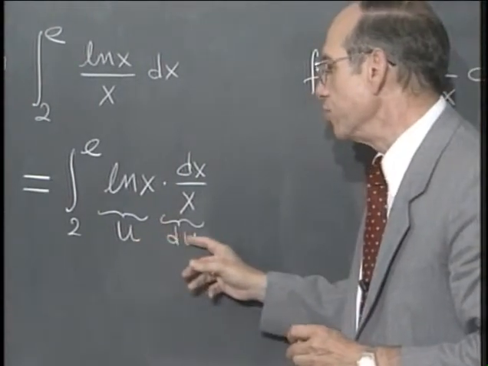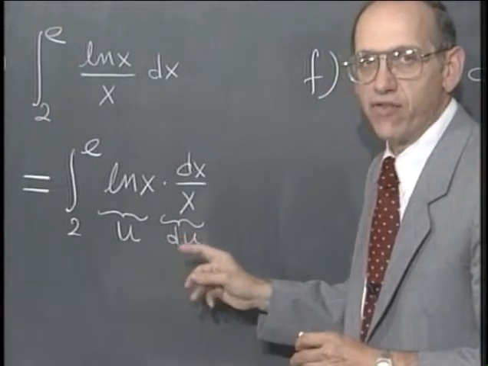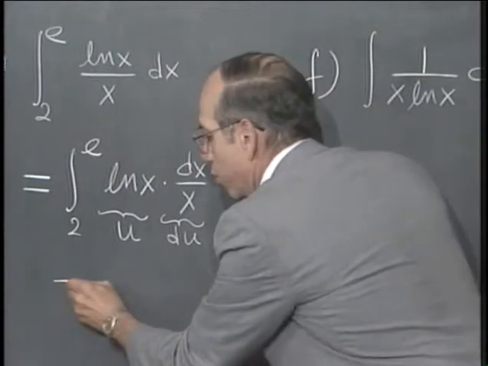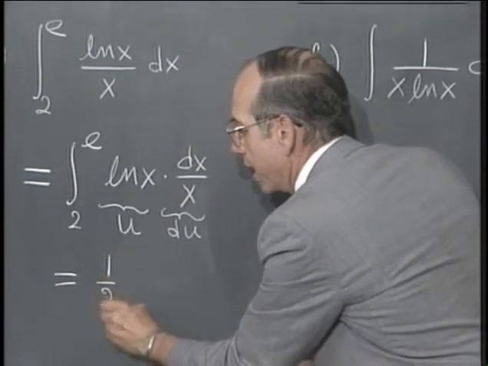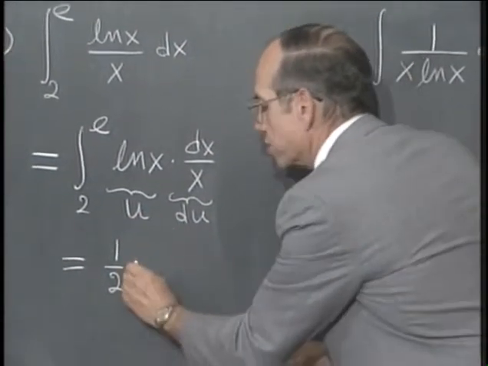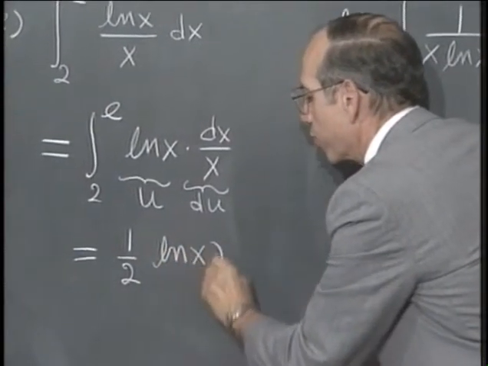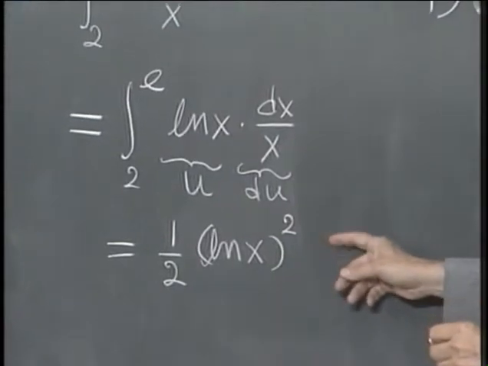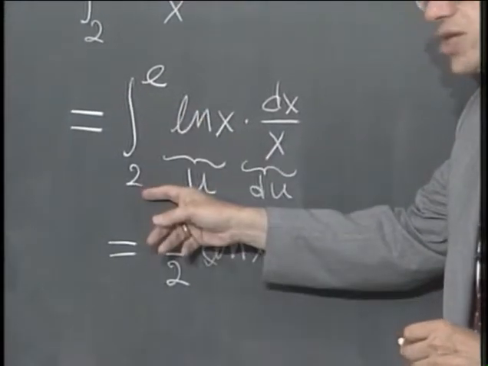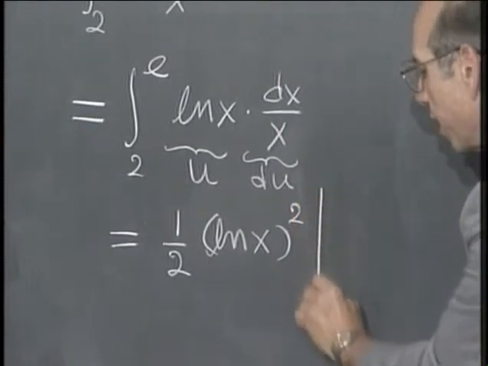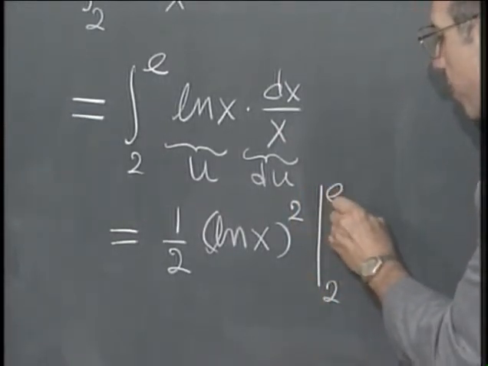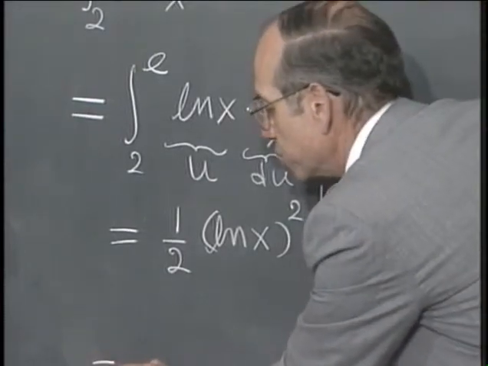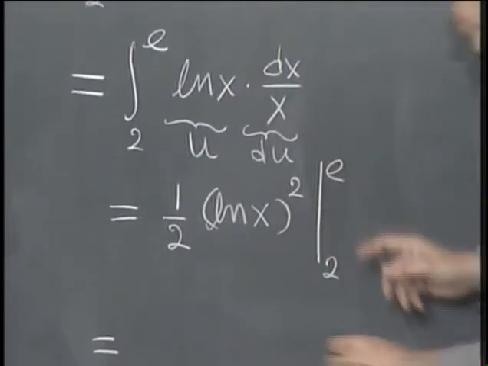The integral of u du is simply 1/2 of u squared. So what I have is 1/2 of u squared, and u is log x. So this is 1/2 of the quantity log of x squared. Plus c? No, because we have limits in this case, so I don't need the plus c. I need to evaluate from 2 to e. All right? I substitute into this expression first the upper limit.